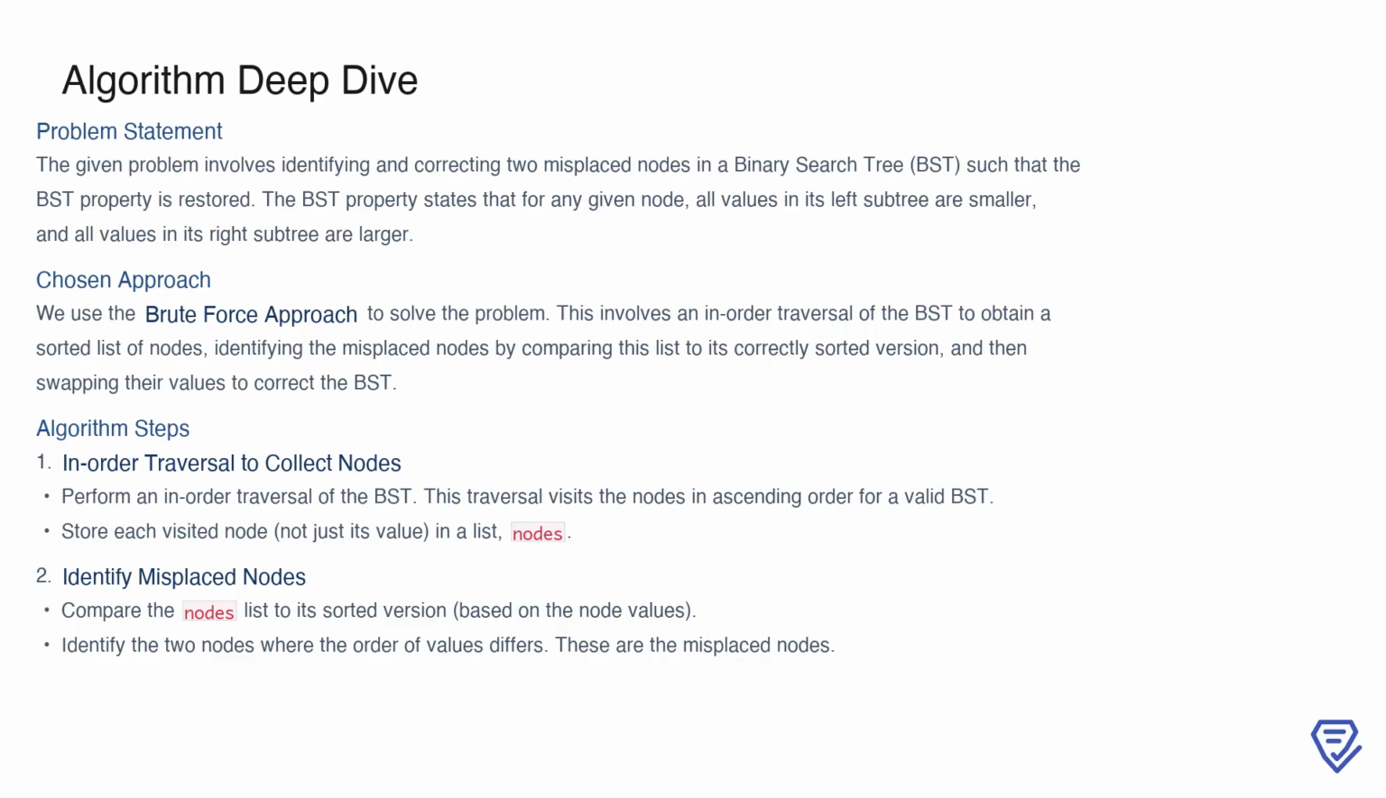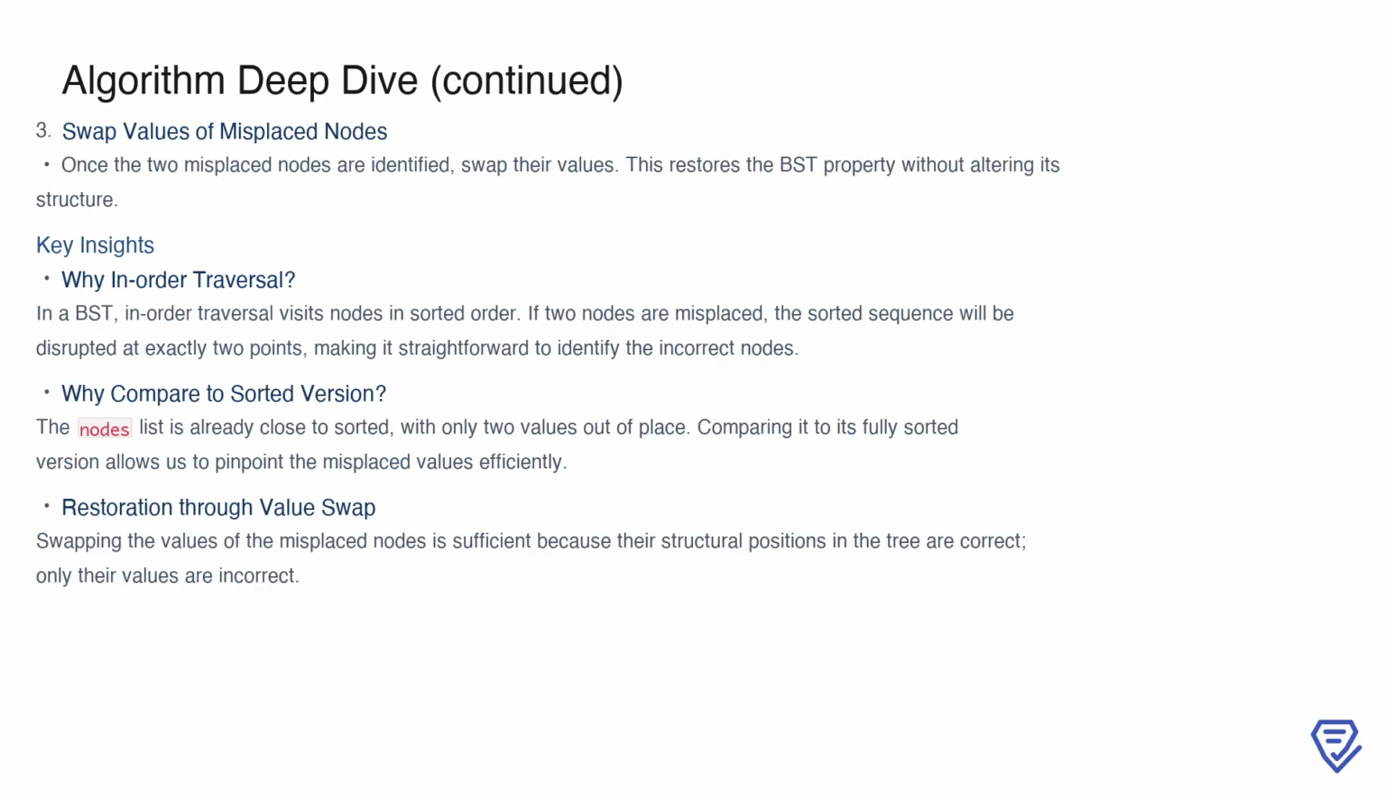Any two nodes that disrupt the sorted sequence are the ones that were swapped incorrectly. After identifying the misplaced nodes in the list, we can correct the BST by swapping their values. This step is straightforward but powerful. It restores the BST property without altering the tree's structure. By swapping only the values, we preserve the relationships between nodes in the tree.